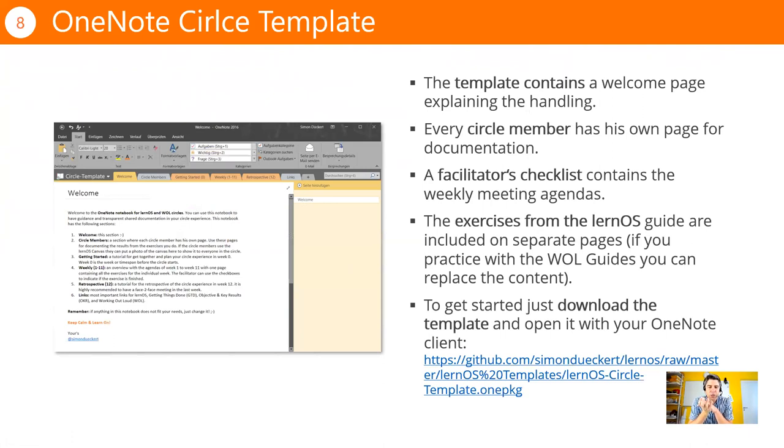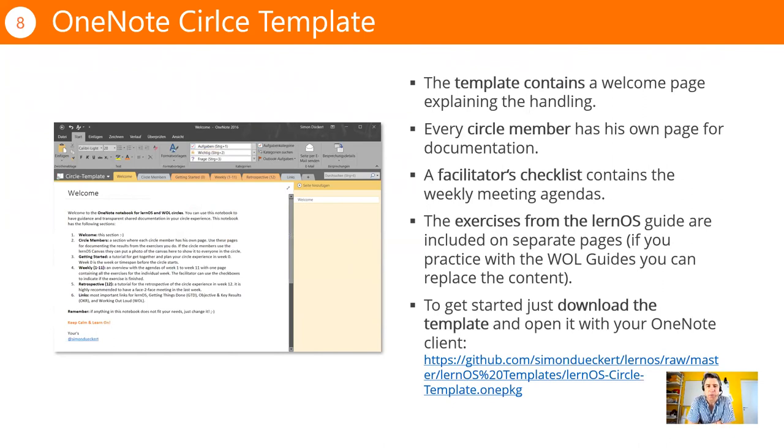The basic idea is that you have one notebook where the whole documentation for the whole circle lives. Every circle member has their own page or pages. If you want to, you can have as many pages as you want. There's a facilitator's checklist inside that helps the facilitator to organize the whole circle, like when the meetings are, which exercises were done, and so on. You can check it inside OneNote.